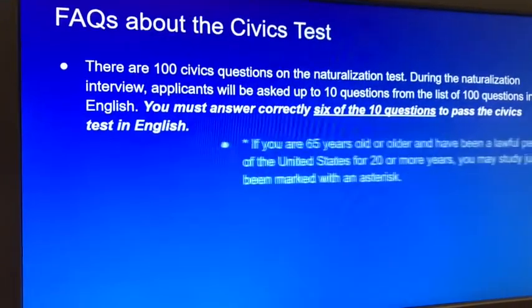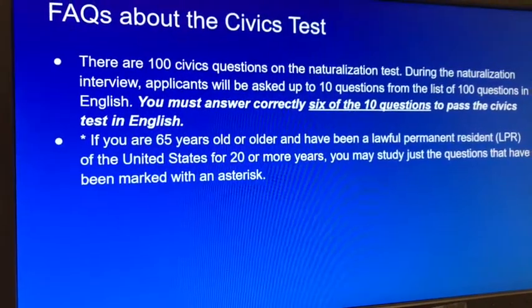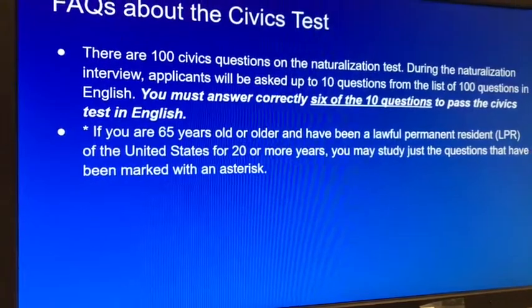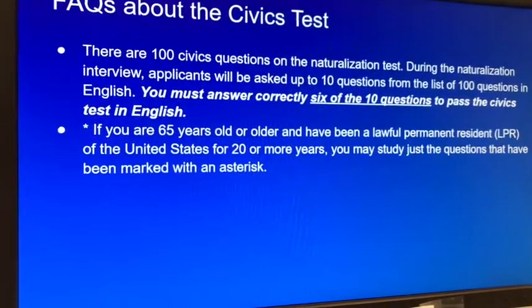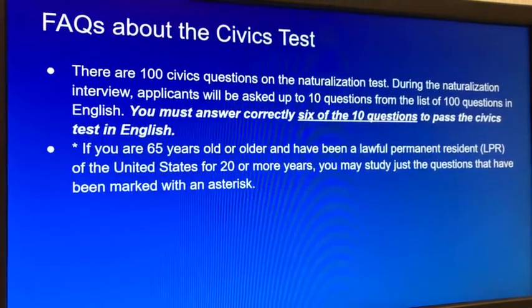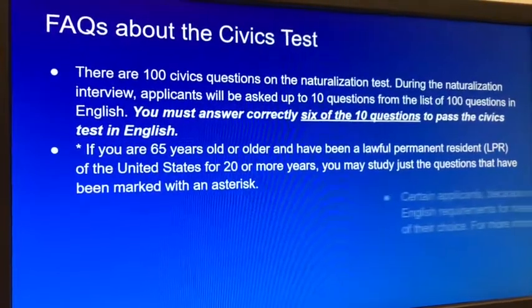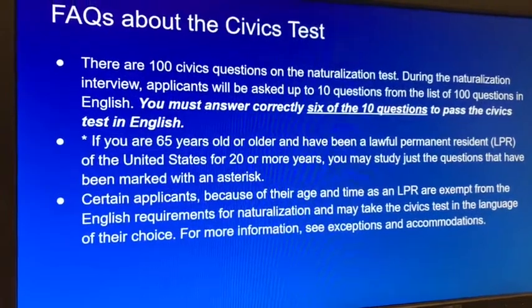The second question people want to know is about age requirements. If you are 65 years of age and meet these other requirements that are on the screen, you only have to study the questions that have the asterisk on the flashcard. You will be responsible just for those questions. As we go through the flashcards, I'll point those out to you.